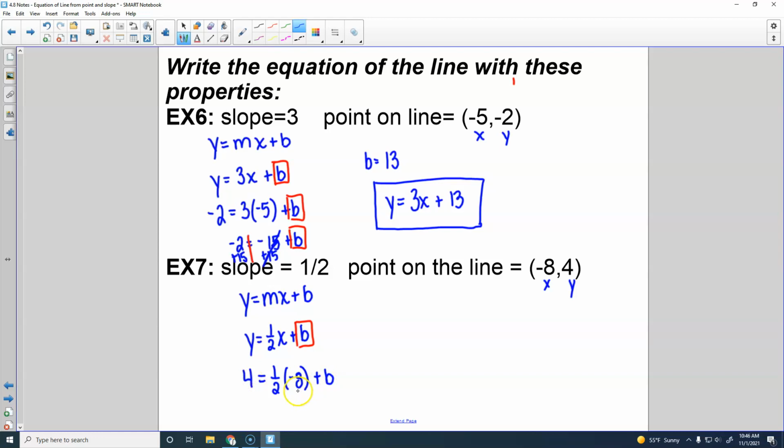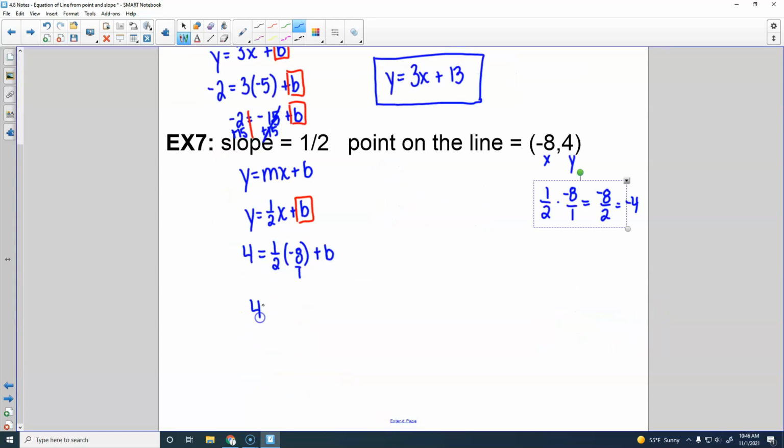Okay. All right, so we're going to put this over 1. When we do that, we're doing 1/2 times -8 over 1. What's that going to give us, Passion? Good. And what is -8 divided by 2? Very good. So, we got 4 equals -4 plus b.